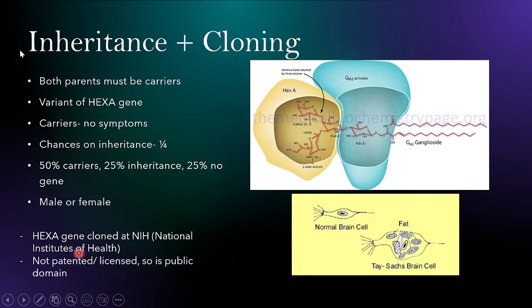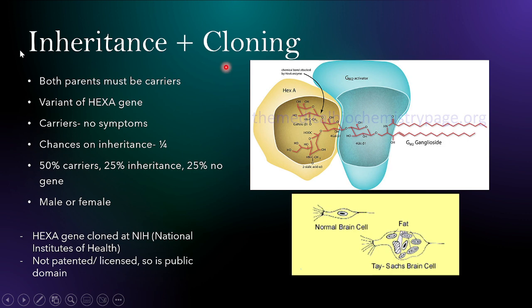Inheritance and cloning. First of all, both parents must be carriers of this autosomal recessive gene, and this is a variant of the HEXA gene. The carriers might not show any symptoms at all, so it's kind of hard to figure out if they're a carrier. You would have to look at the whole family's genetics and look at these different types of mutations. The chance of inheriting it if both parents are carriers is 25%, as I talked about before, and this has an equal chance in both males and females.